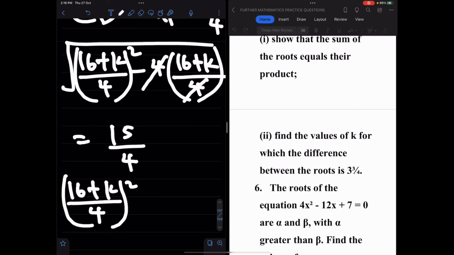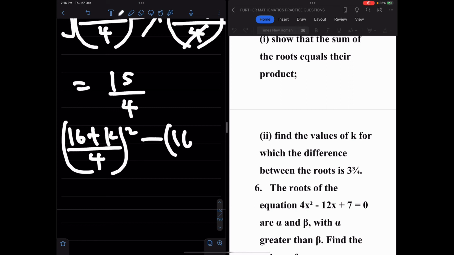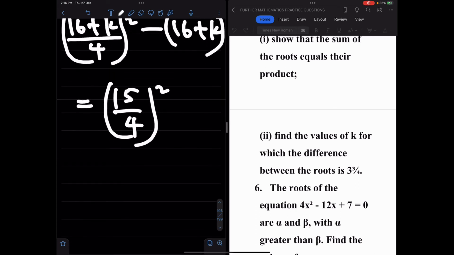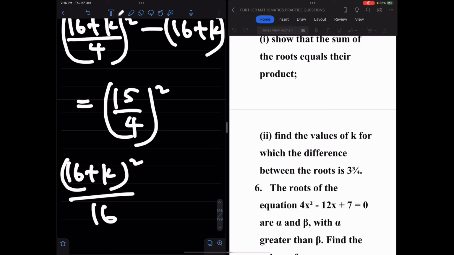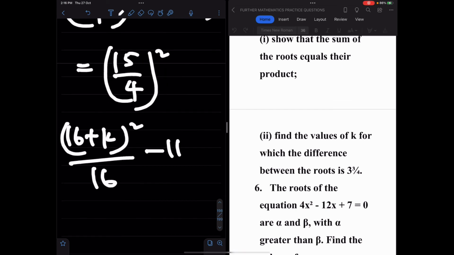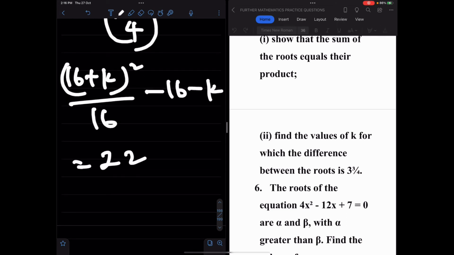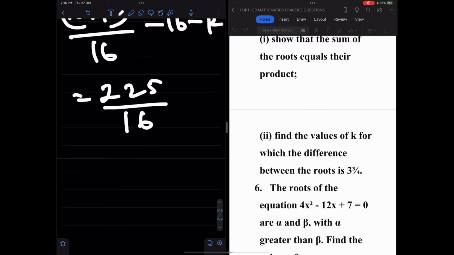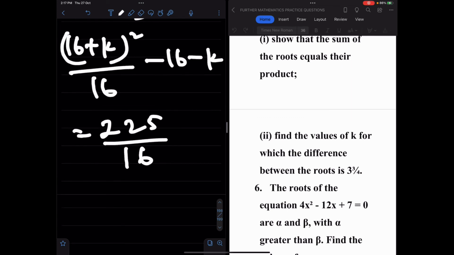Here, 4 here 1, 4 here 1, minus open bracket 16 plus k, equals 15 over 4 all squared. That's what you get when you square both sides. And that simply means 16 plus k all squared over 16 minus 16 minus k equals 225 over 16. Yeah, that's correct.